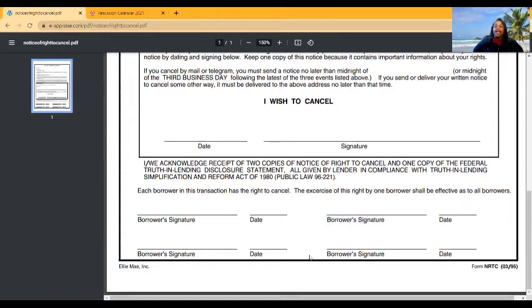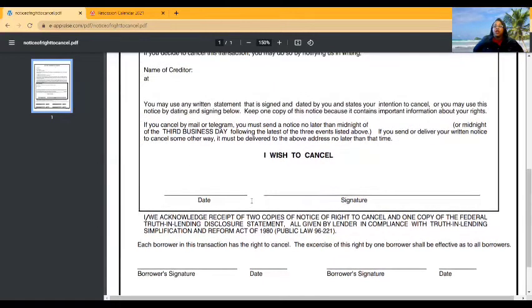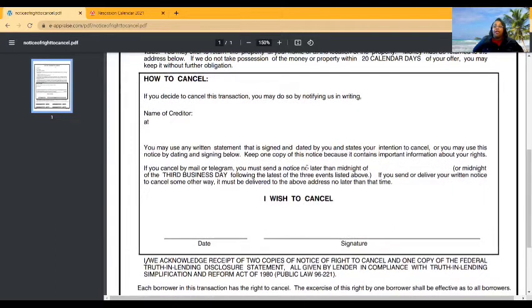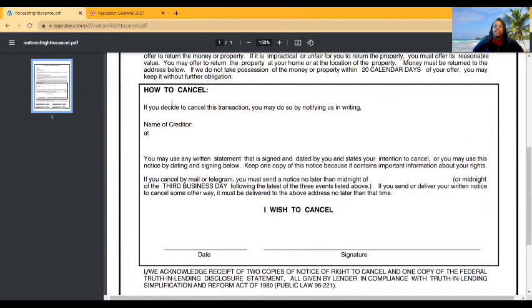So hopefully that's clear. Another thing that I want to point out on this doc: if you come up here to where it says how to cancel.